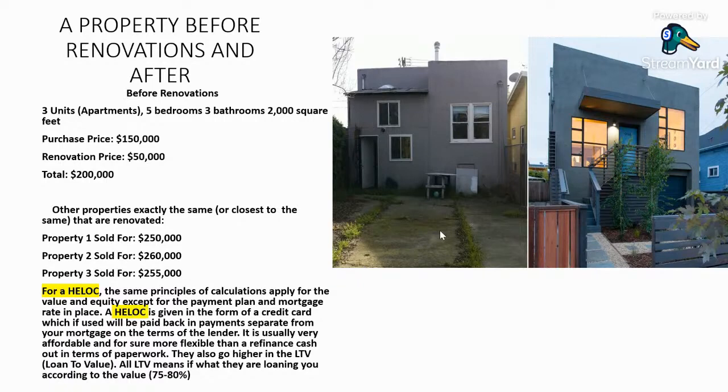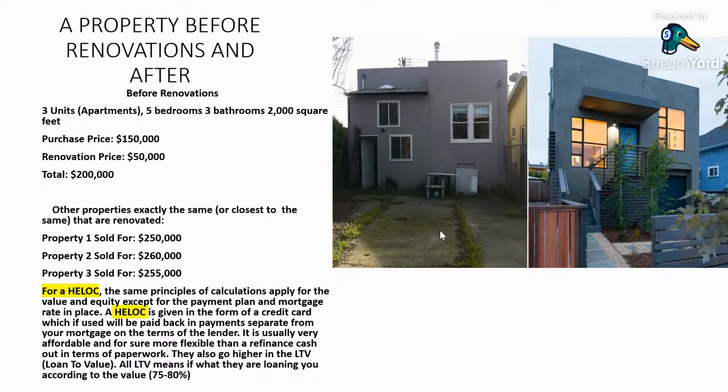Reading on, it says LTV means what they are loaning you according to the value. That's all it is. Loan to value. I'm going to lend you this based on the value of the property. That's all it is. I'm going to lend you this percentage, this much, whatever, 80, 85%, whatever the case may be, 90%, according to the value of the property.